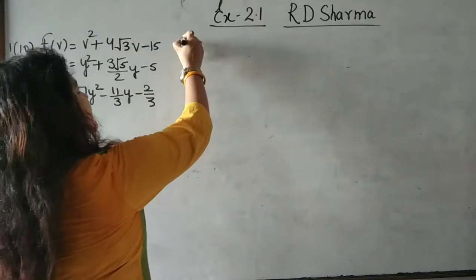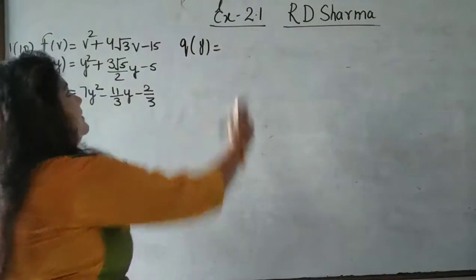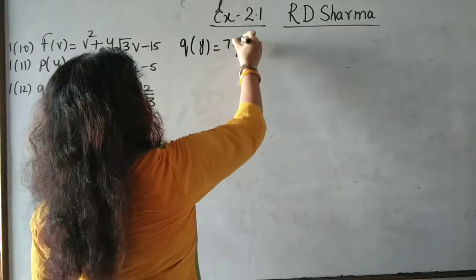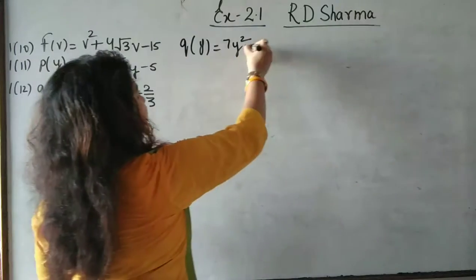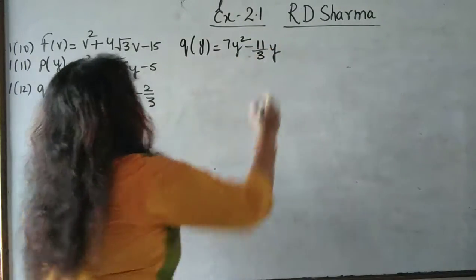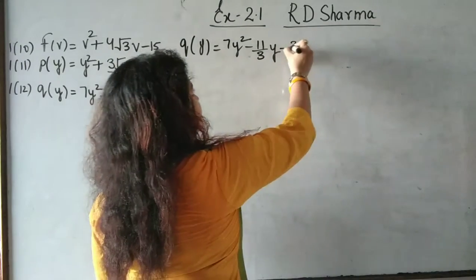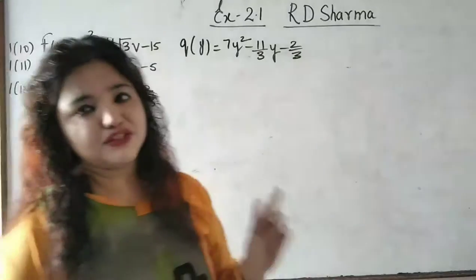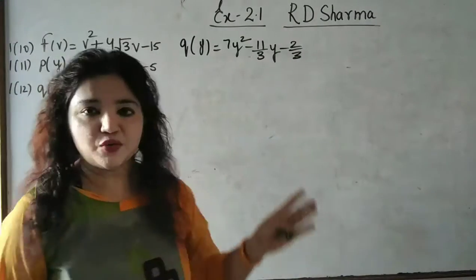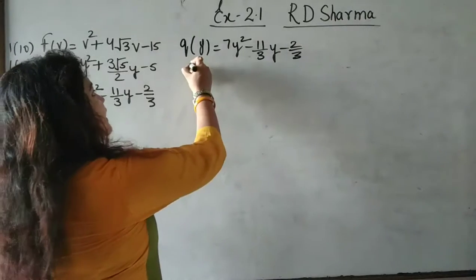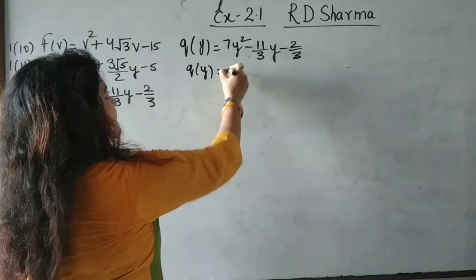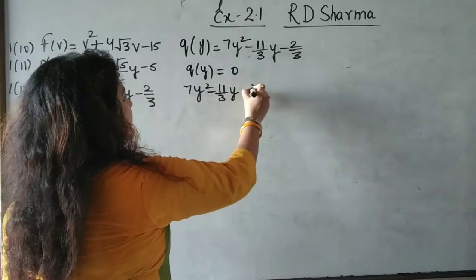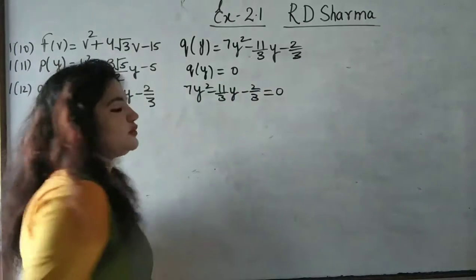This is q(y) equal to 7y square minus 11 by 3 y minus 2 by 3. This is our polynomial. We have to find out the zeros, so just equate it to 0. We know q(y) is equal to 0. That means 7y square minus 11 by 3 y minus 2 by 3 is equal to 0.